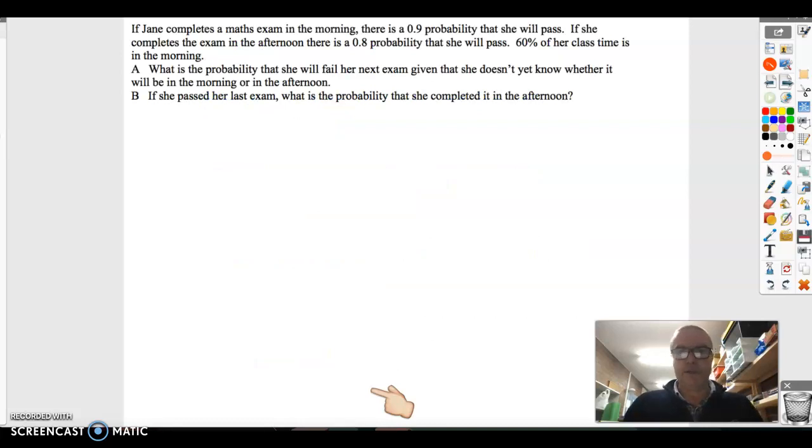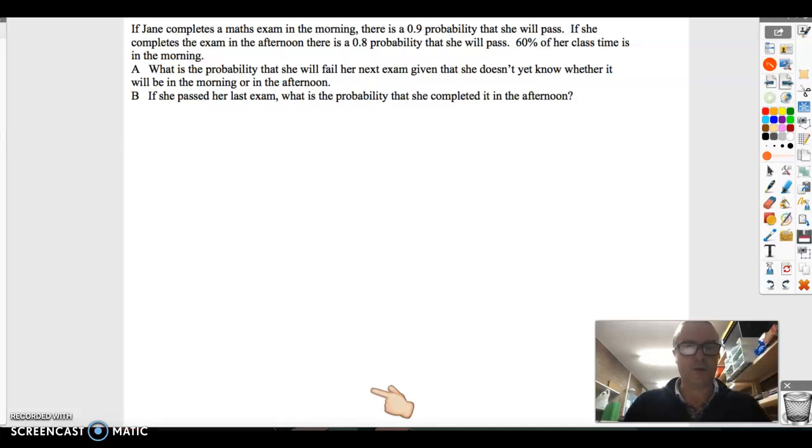You might want to pause the video and read this question. We're going to use this question as an example of using a probability tree diagram to answer two questions. Essentially, we've got student Jane who completes maths exams in the morning. If this is the case, there's a 90% probability that she'll pass. The same exam in the afternoon, there would be an 80% probability that she will pass. And we're also told that 60% of her class time is in the morning.